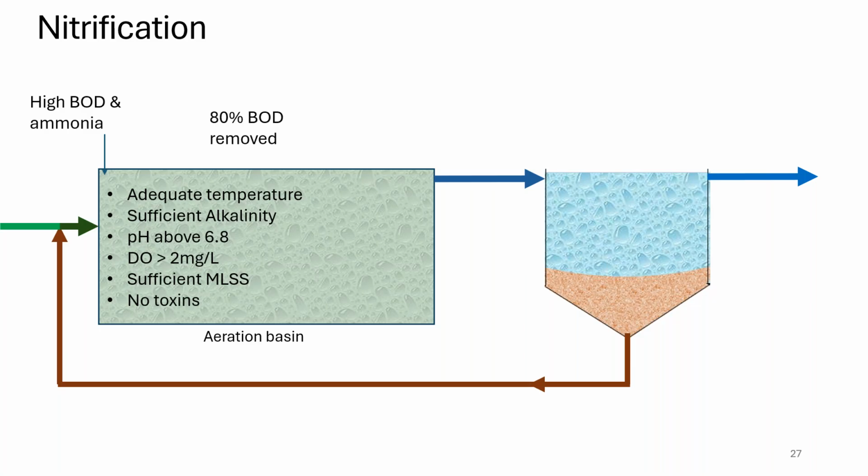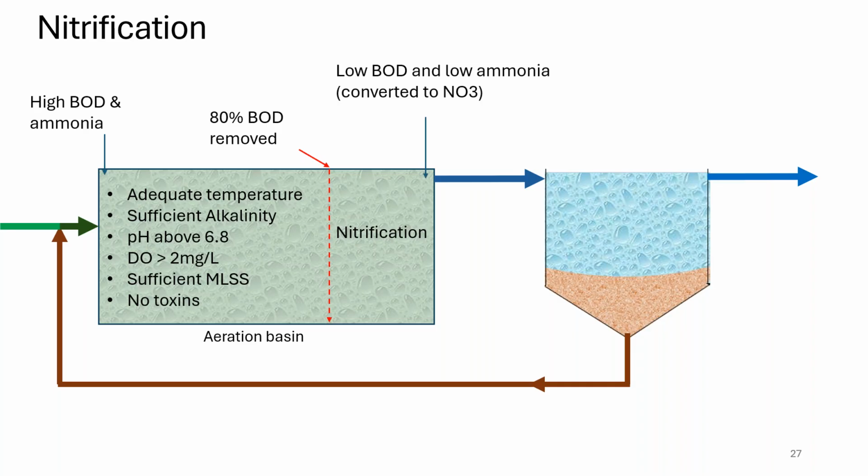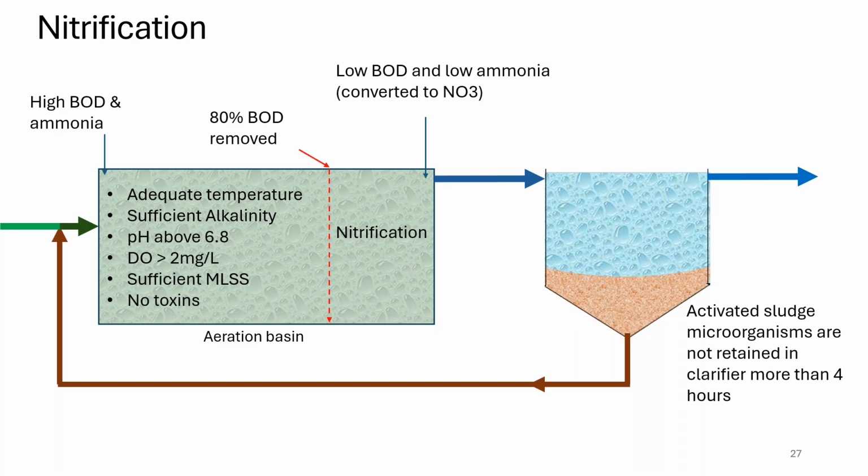And we want to remove at least 80% of the BOD, and theoretically that should happen before we get to the end of the tank, and then nitrification is able to occur more efficiently once that BOD is removed. The flow is moving from the left to right through this tank. And at the end of the tank here, we have low BOD and low ammonia, and we have basically a lot of nitrate in the water at this point. No BOD, no ammonia, just nitrate here.